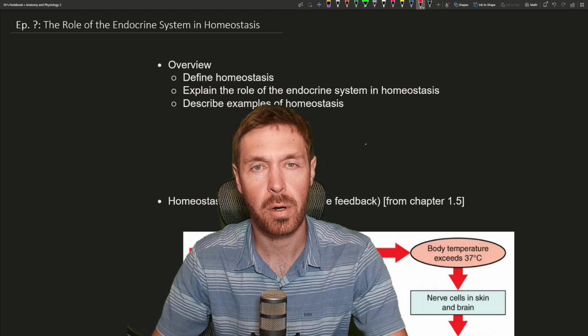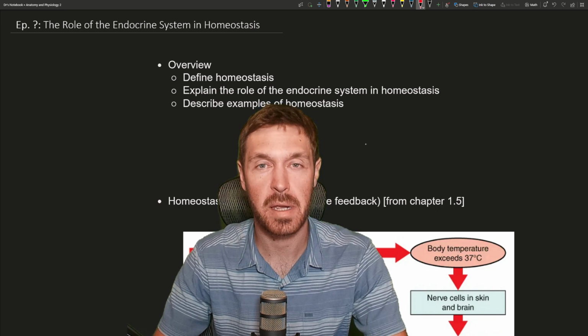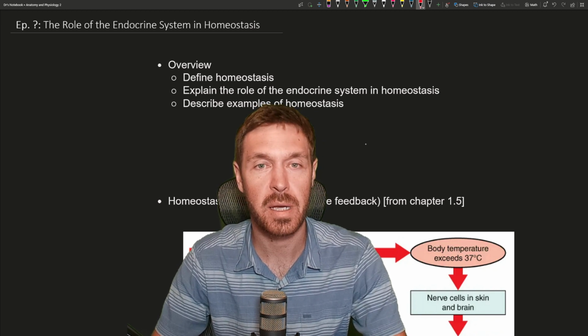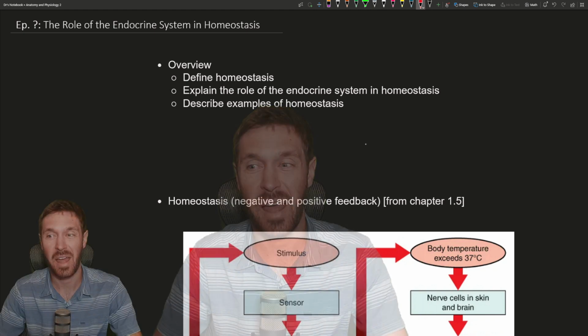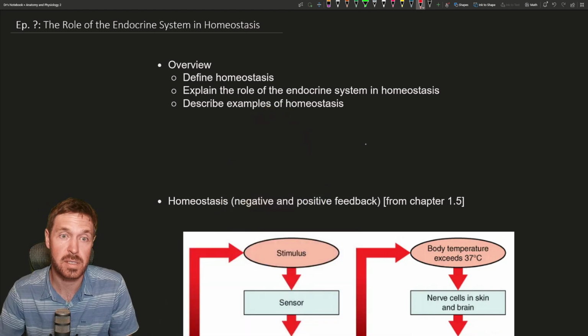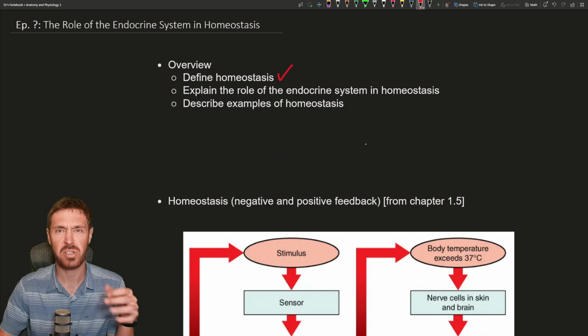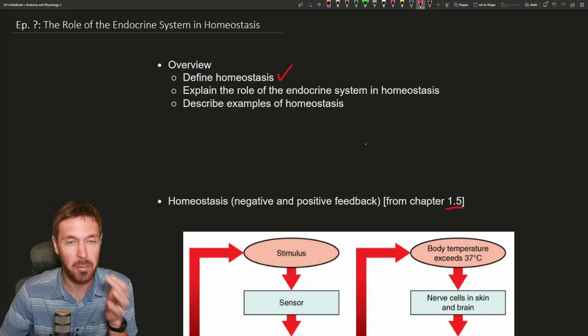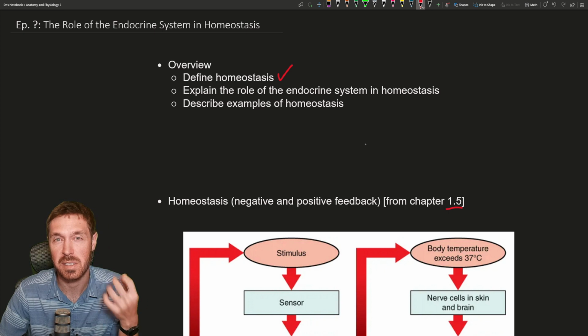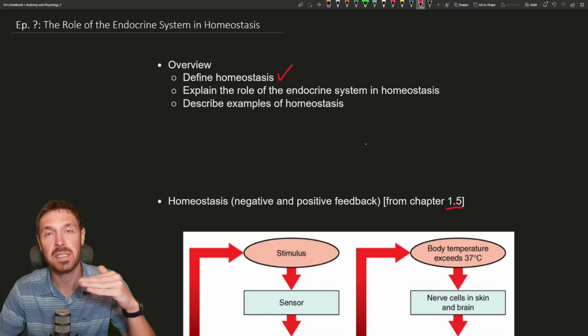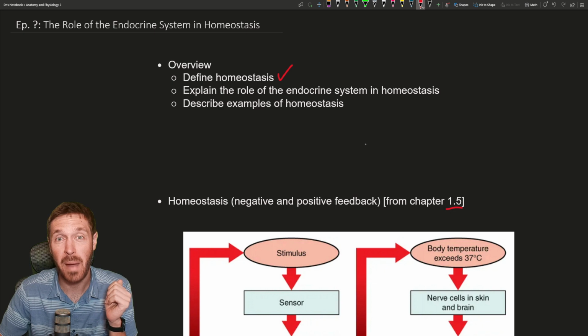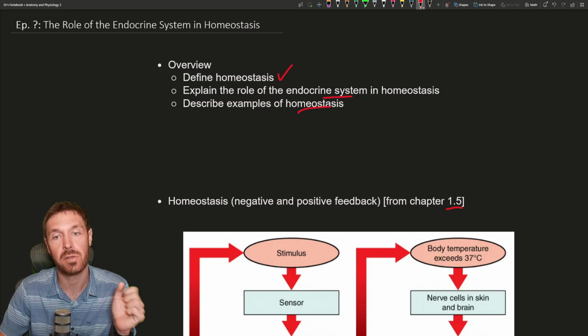So in this video, we're going to be going into the next part of the endocrine system and going over a little bit about homeostasis and how the endocrine system plays a role in it. But we have to actually jump back to chapter 1, where we have to define homeostasis, because I don't think we talked about it then, and the seesaw of life and the balance we're constantly in. So we're going to talk about positive and negative feedback and what that means. And then we're going to look specifically at the role of the endocrine system in homeostasis and look at some examples of homeostasis within the endocrine system.